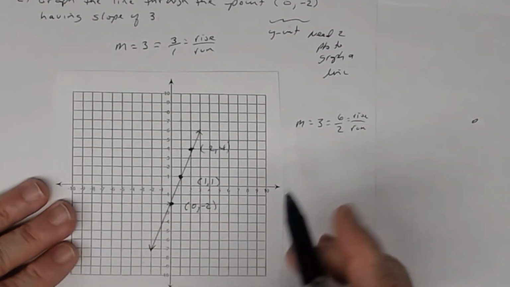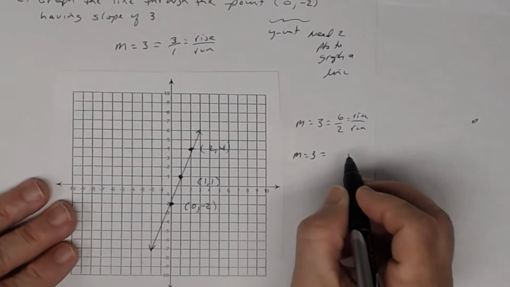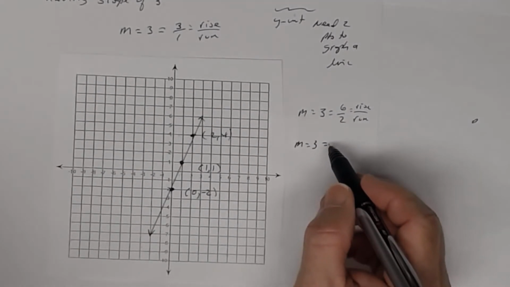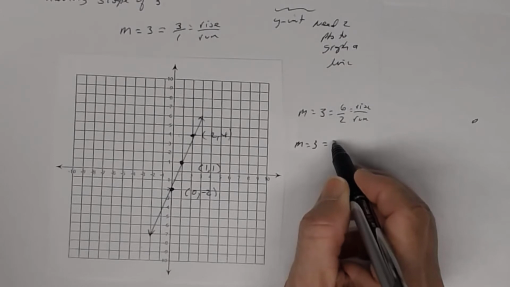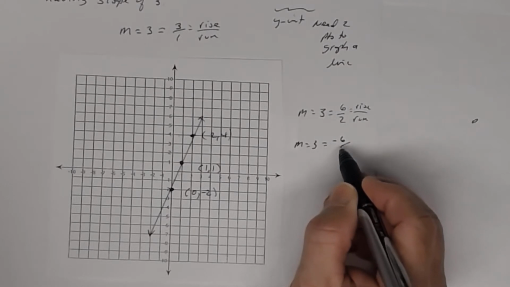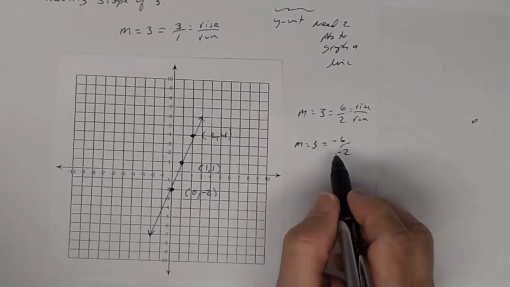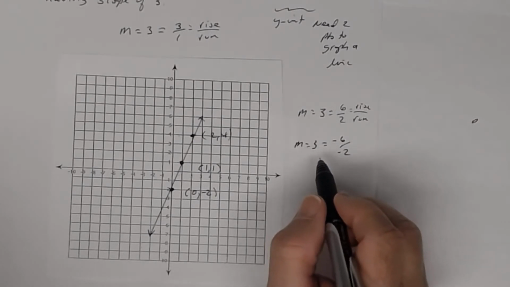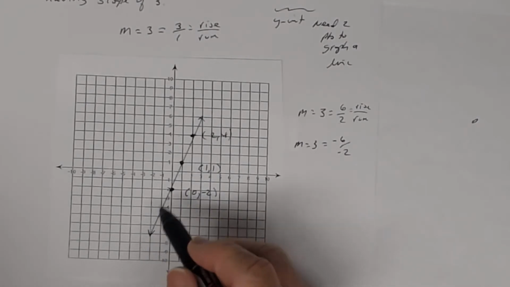Okay? Just out of curiosity, suppose someone had said this. I just want to show you. Suppose someone said, well, I'm going to use negative 6 divided by negative 2. That's fine, because negative 6 divided by negative 2 is a positive 3, yeah. Almost no one's going to do that, but I just want to show you, you will still get that same line. You'll get a different point, but it'll be the same line.